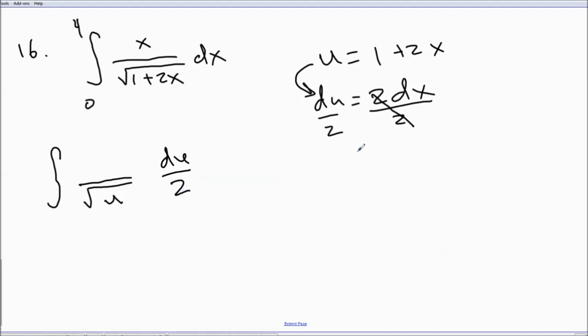But there's a little bit of an issue. Okay, we've accounted for the root in the 1 plus 2x. We've accounted for the dx. It's right there. We have in no way accounted for the x. And so a lot of people get stuck here and they get really, really frustrated.